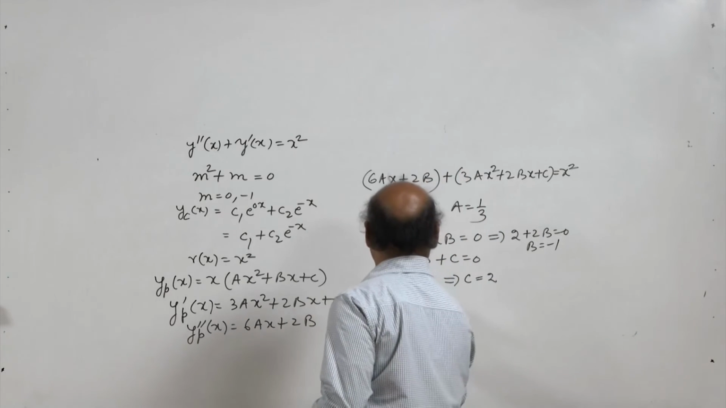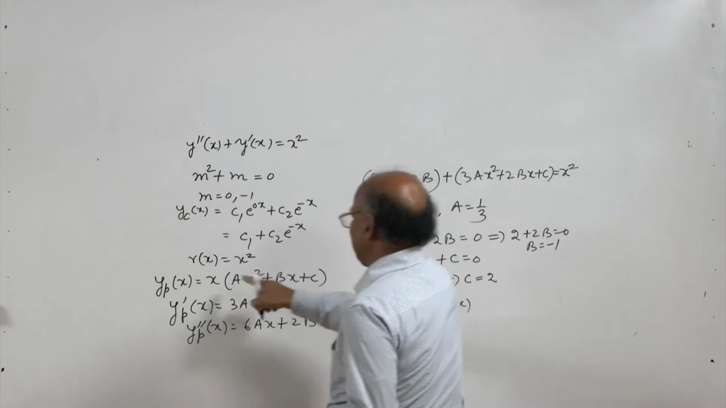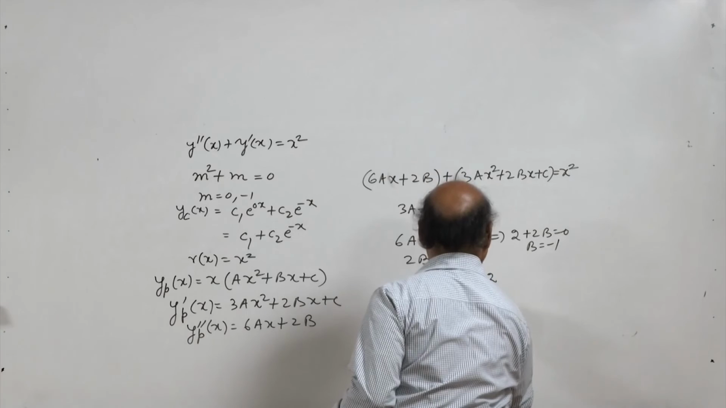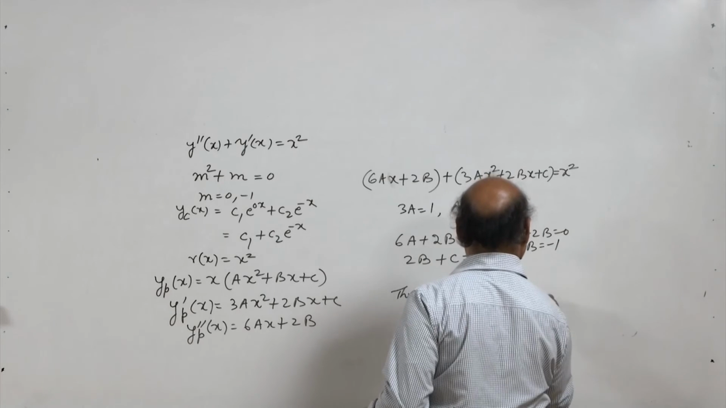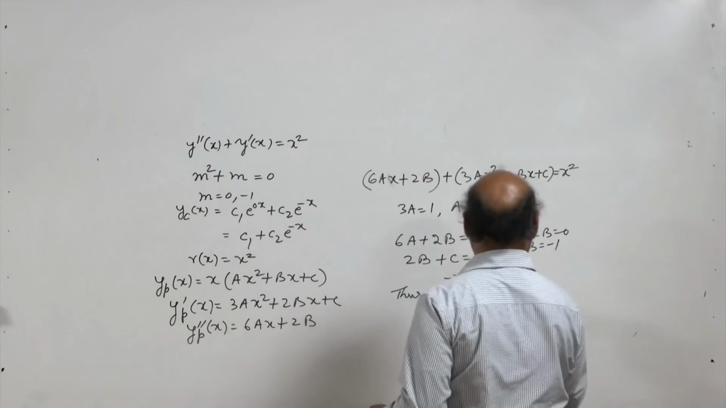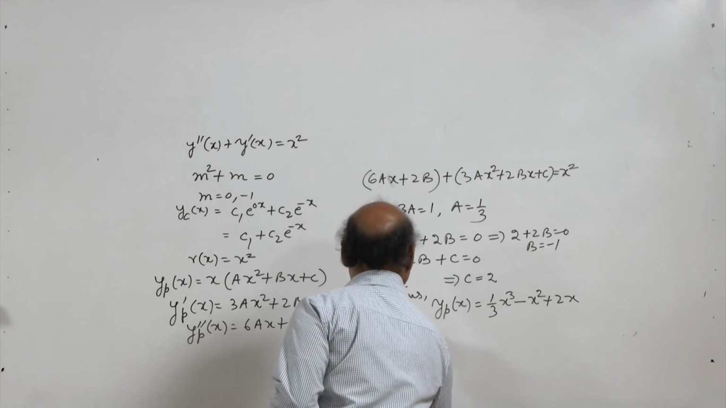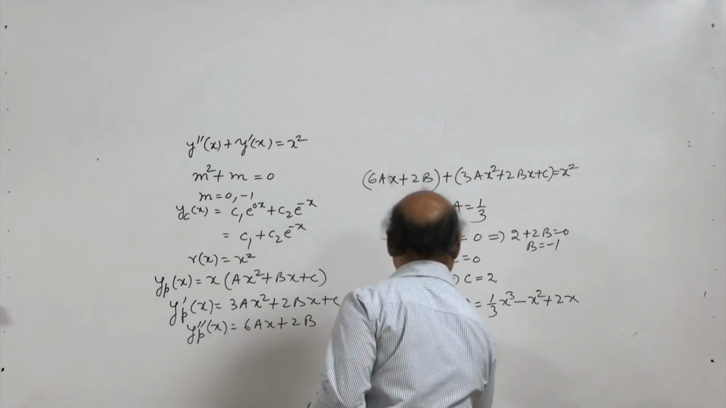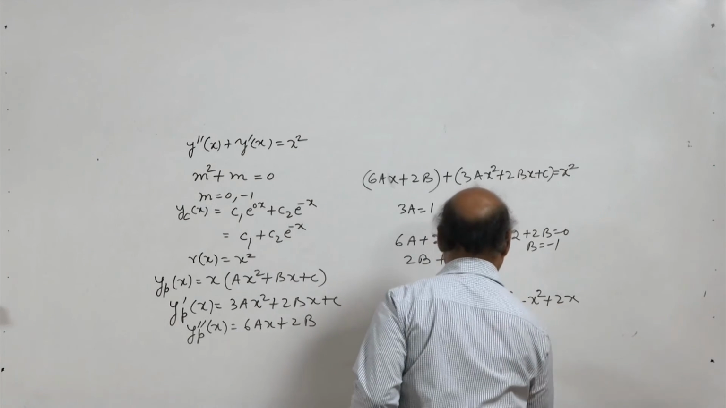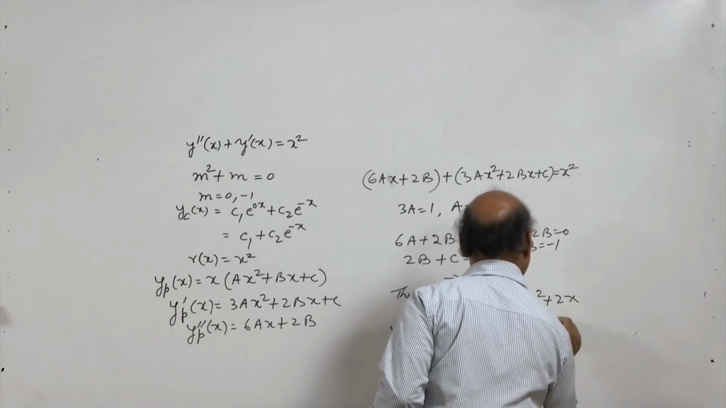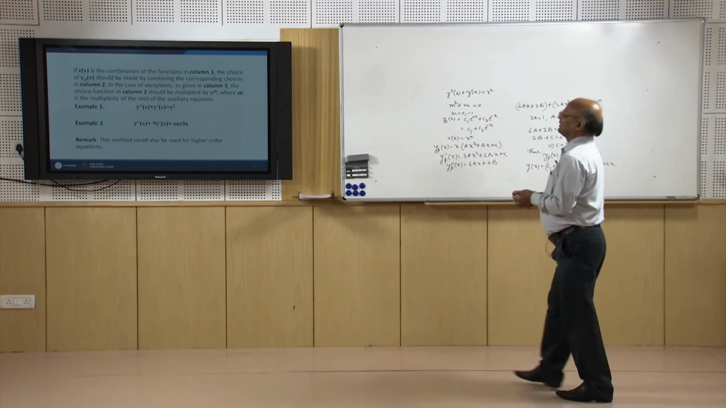So thus y_p(x) is equal to ax³, a is equal to 1/3, so (1/3)x³, and then bx² means minus x², and then we have cx, so 2x. And so the general solution is y(x) equal to y_c(x), which is c1 + c2 e^(-x), plus y_p(x). So this is the general solution of the given differential equation.